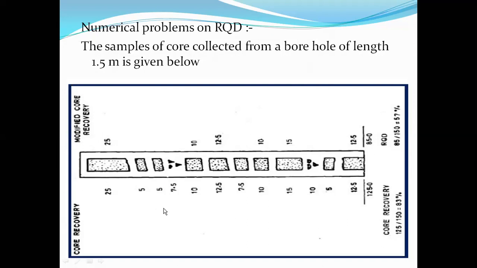Now, how to calculate? There are two aspects. One is the calculation of the percentage of RQD. Second is the calculation of the percentage of core recovery. In the case of RQD, this is very important, guys. Let me repeat it. In determination of RQD, we measure the length of core samples whose size is more than or equal to 10 centimeter. Those will be accounted. In core recovery, everything except this crushing portion.